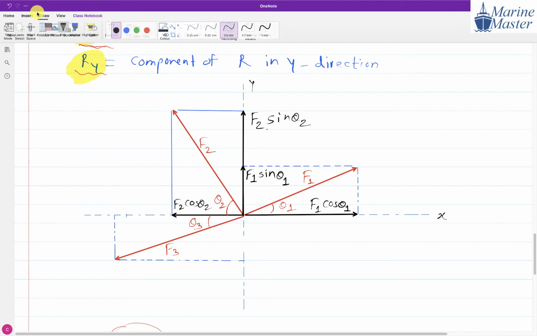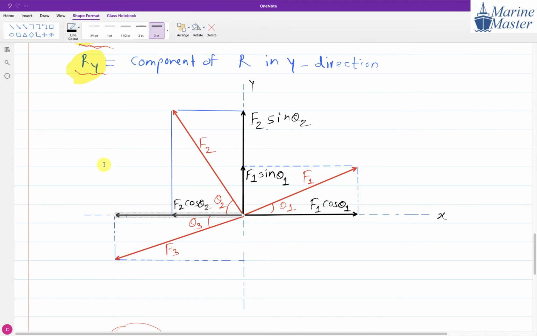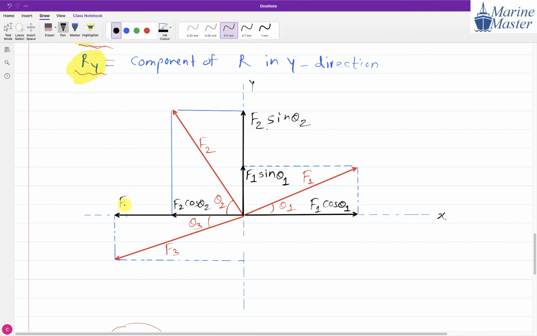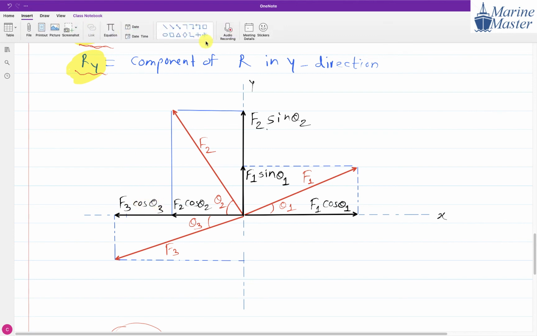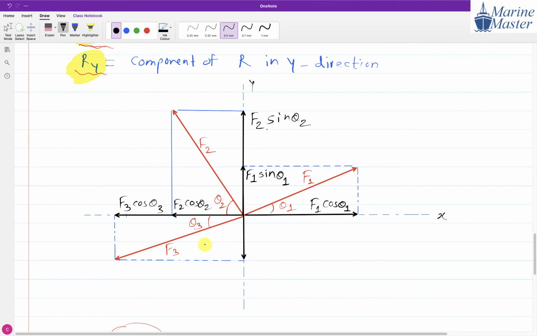How do we get the components here? This is one component, which will be F3 cos theta 3. So this component will become F3 cos theta 3. And then another component, the opposite, will become F3 sin theta 3. Are you getting this point?